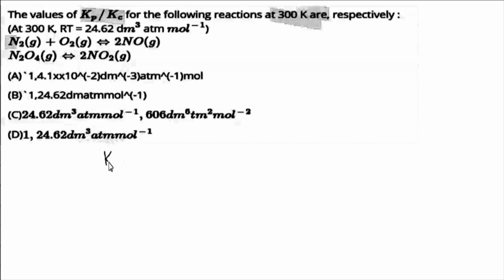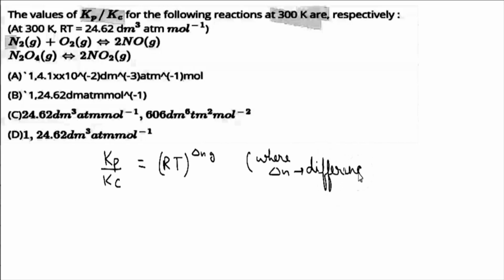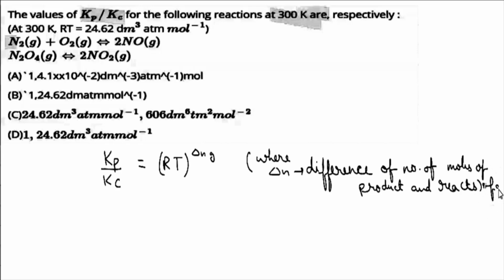So the formula for Kp by Kc is equal to RT to the power delta n, where delta n is the difference of number of moles of product and reactant of gas, only gaseous reactants and products.